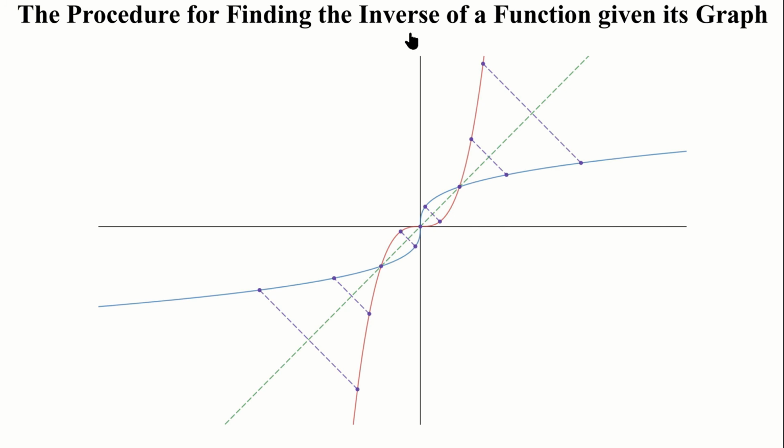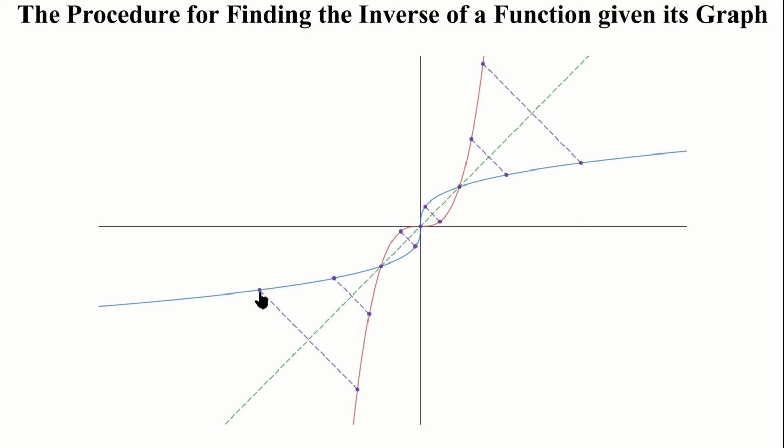All right, so the procedure for finding the inverse of a function given its graph is simple. Let's say you have the blue graph here given, and you're trying to find the red graph. Here's what you do. On the blue graph, pick a few points. Notice I've taken this point, this point, this point, that point, and these other two points. Then what you do is reflect them with respect to this green line, which is the line y equals x. Let's just focus on one.